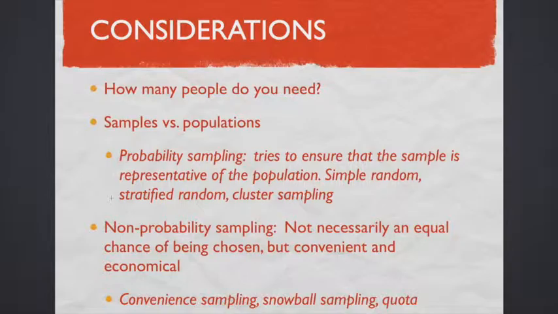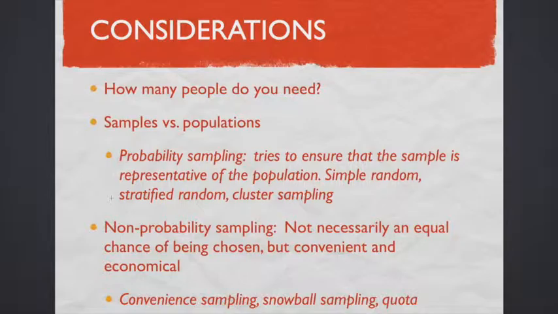And what this means is there's not necessarily an equal chance of everyone being chosen. So it may not be representative of the population, but it is convenient and economical. Examples of non-probability sampling are things like convenience sampling, snowball sampling, and quota sampling. Again, I would point you towards your text to know more about those areas and really understanding the differences between probability sampling and non-probability sampling.